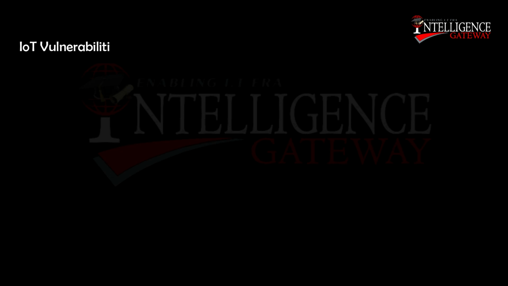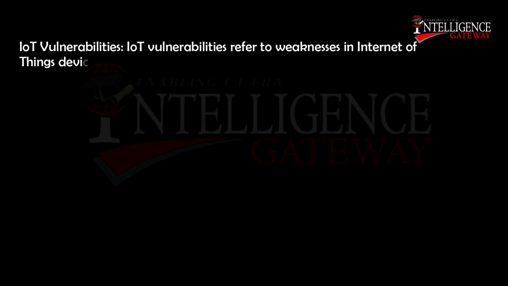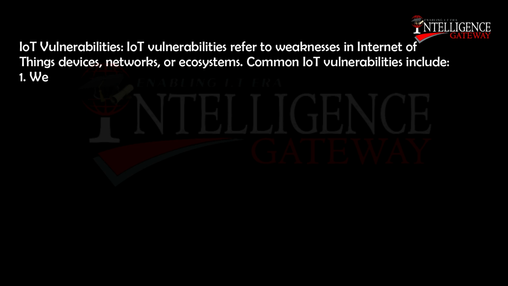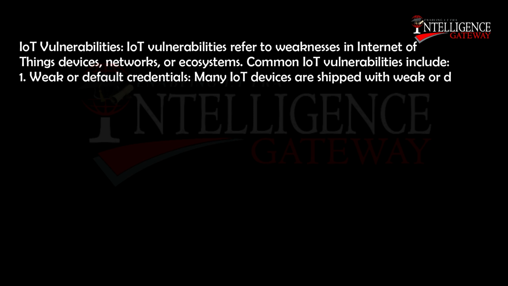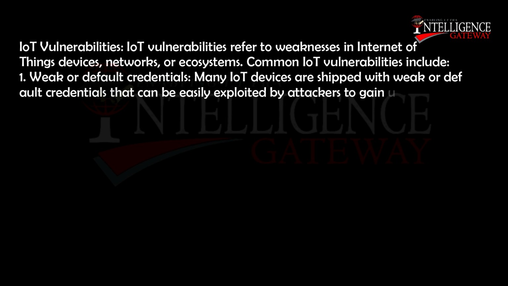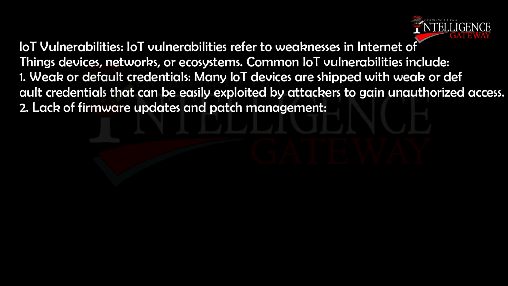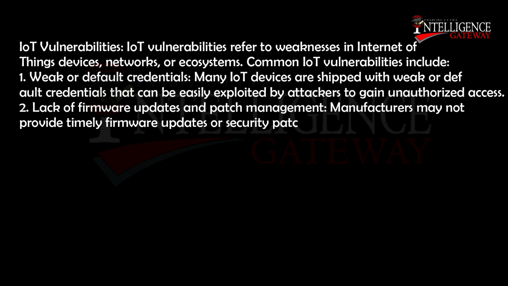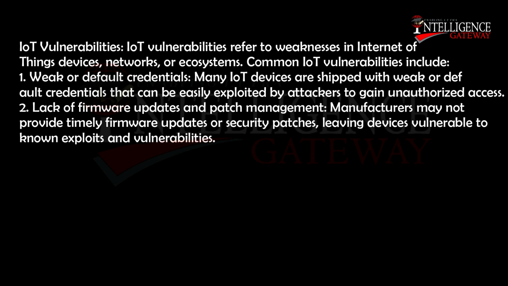IoT vulnerabilities. IoT vulnerabilities refer to weaknesses in Internet of Things devices, networks, or ecosystems. Common IoT vulnerabilities include: 1. Weak or default credentials. Many IoT devices are shipped with weak or default credentials that can be easily exploited by attackers to gain unauthorized access. 2. Lack of firmware updates and patch management. Manufacturers may not provide timely firmware updates or security patches, leaving devices vulnerable to known exploits and vulnerabilities.